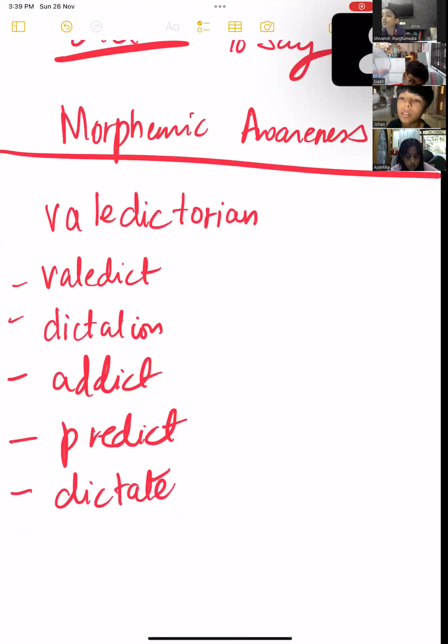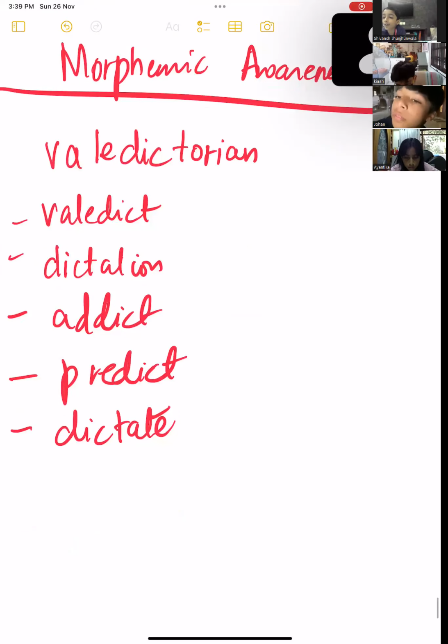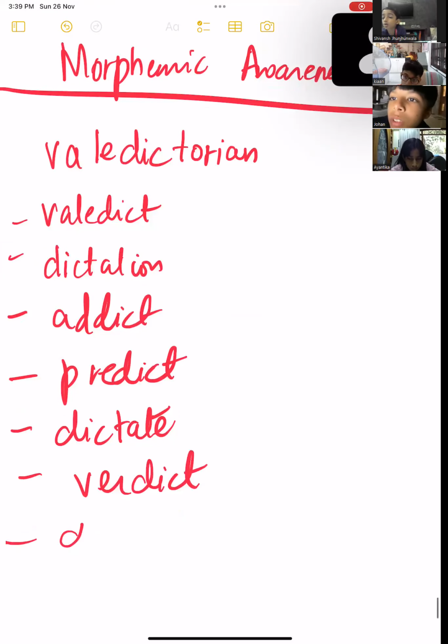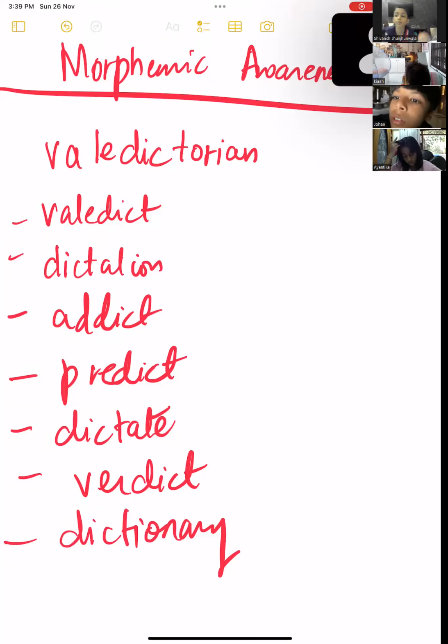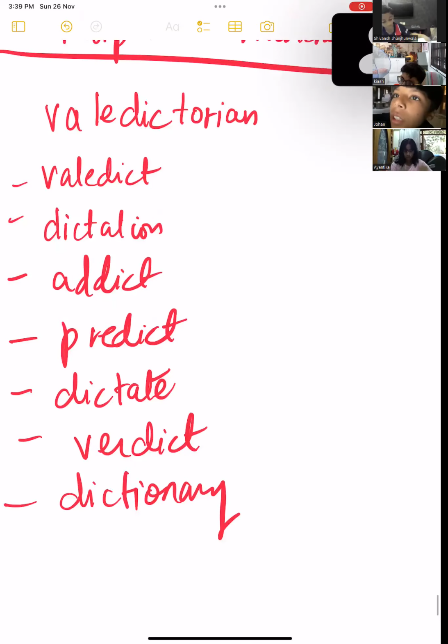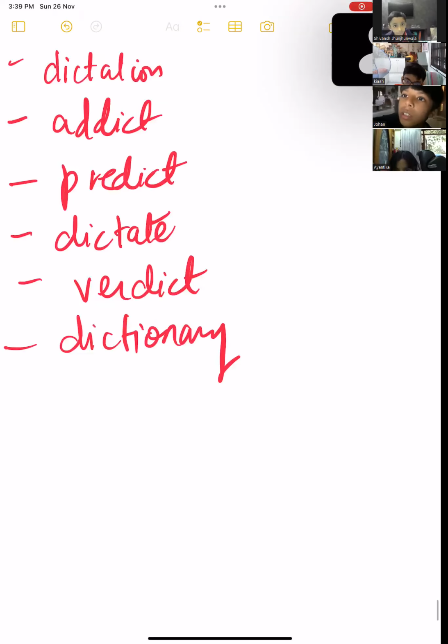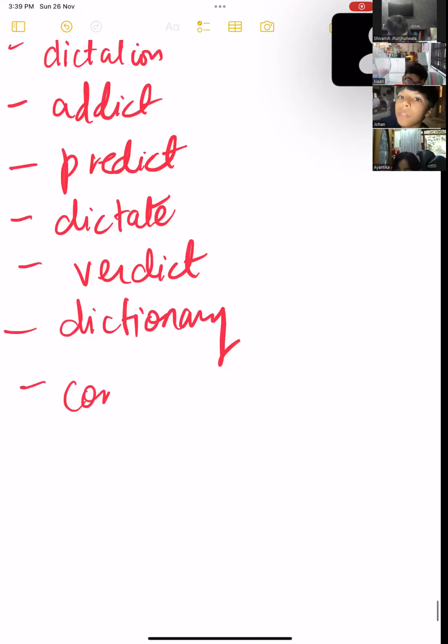Verdict. Dictionary. Very good. Which dictionary? Okay. Anything else? See how a knowledge of just one word, that is dict, is able to give you the meaning of the other words. Okay? Another word is contradict. Okay.